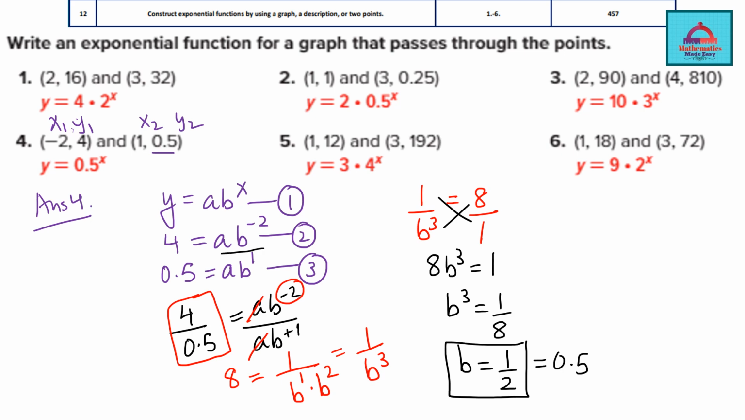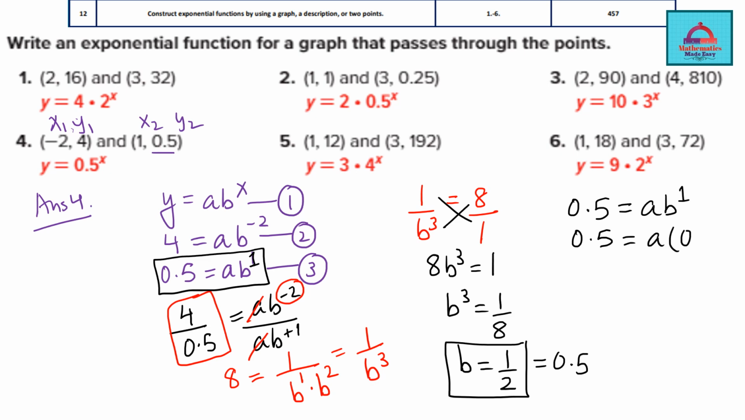For getting the value of a, this time I'm going to use equation 3. Why I use equation 3? Because here the power of b is positive, so easier to solve. Also 0.5 and 0.5 is common, so it is going to give me the answer quickly. So a b to the power 1, this is the equation. So 0.5 is equal to a.